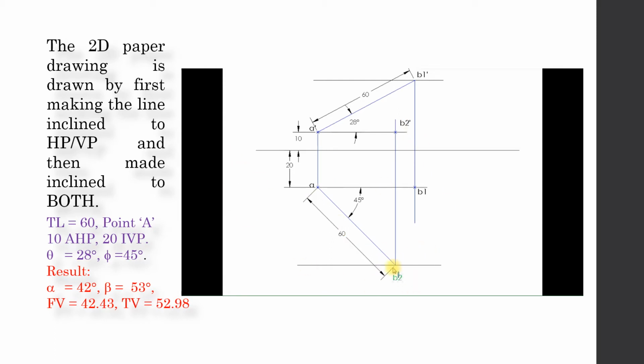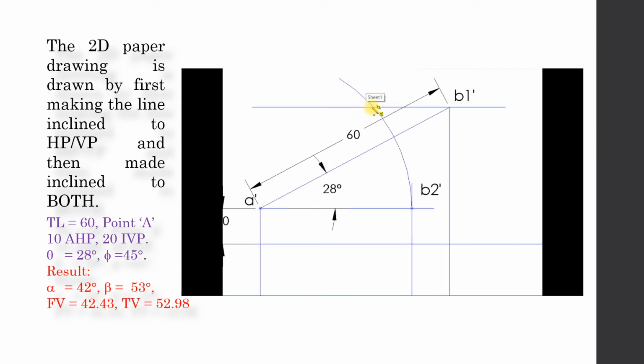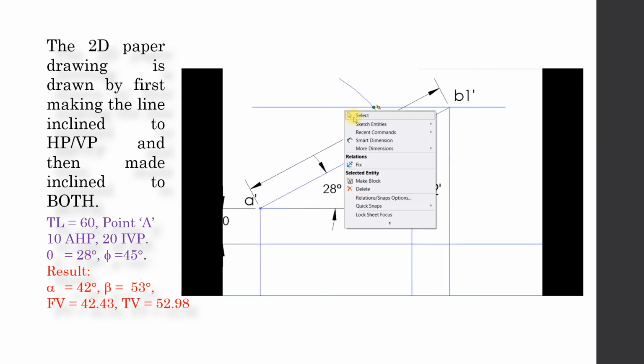Once B1 dash is located, you can draw a horizontal line parallel to XY, and for B2 to B3 also, another horizontal line parallel to XY can be drawn. The projected B2 dash has to be stopped at that boundary plane, the locus of B1 dash. So now I am moving from B2 dash to B3 dash. That is, the line inclined to VP is made inclined with HP also. So that is B3 dash.